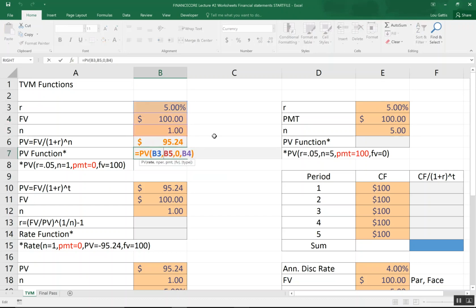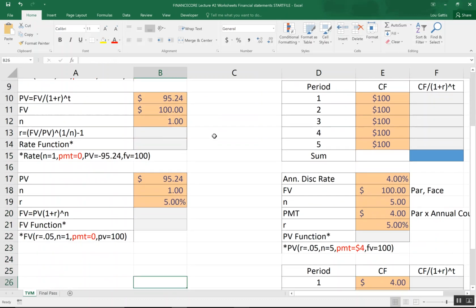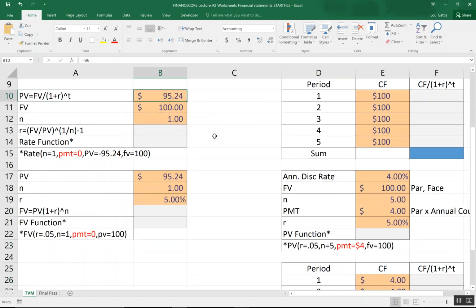If you wanted to change a sign to that, you can just put a negative sign in front of the present value, or put a negative sign in front of the future value, and that would change it back to a positive. Let's do this problem the other way around. What if the present value is $95.24, future value is 100, n equals 1? What is your rate of return on that investment?